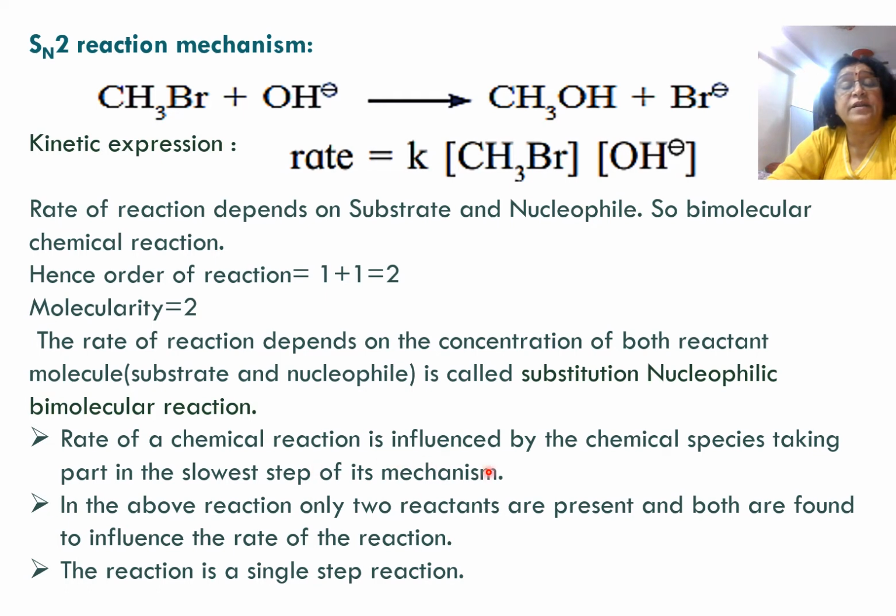So here rate of chemical reaction is influenced. Always remember rate is dependent on the slowest step. So this was the slowest step, the formation of methyl alcohol from methyl bromide and OH. I'll just show you how the reaction mechanism happens. But just for the information you should know that rate of a chemical reaction is influenced by the chemical species taking part in the slowest step of its mechanism. Okay, so in the above reaction only 2 reactants are present and the rate is influenced by both the reactants. So basically it is a single step reaction.